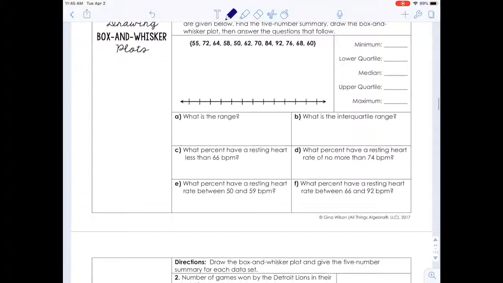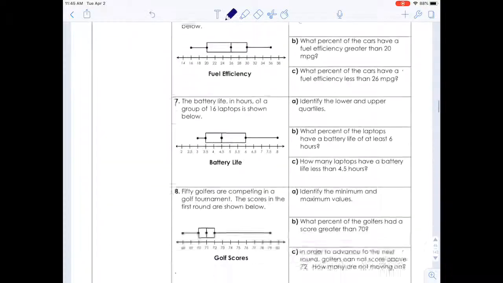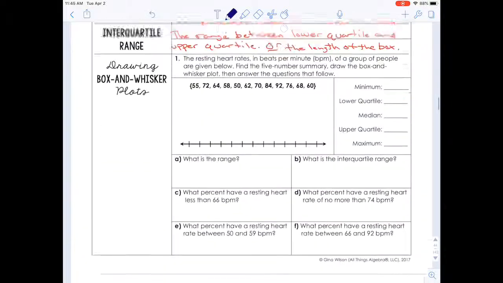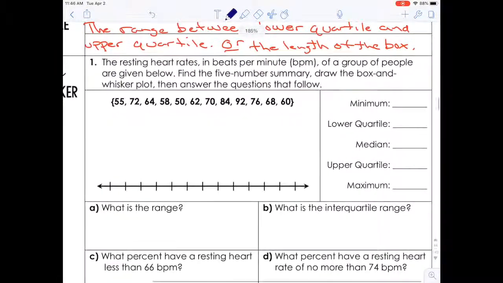I think that we should probably do 1 because this does such a better job of explaining it than the one that we did actually before break. So let's talk about resting heart rates, beats per minute of a group of people are given below. Find the 5 number summary, draw a box and whisker plot, and answer the questions that follow.